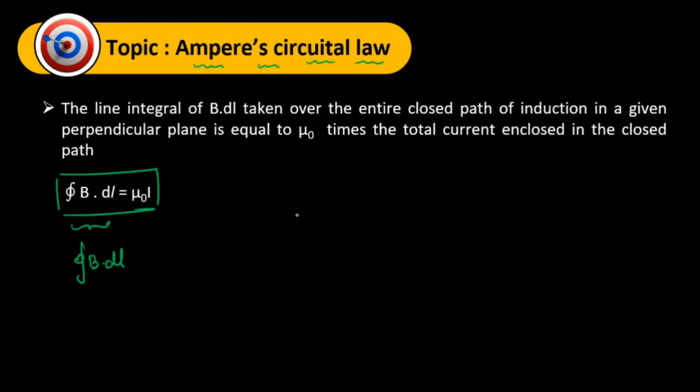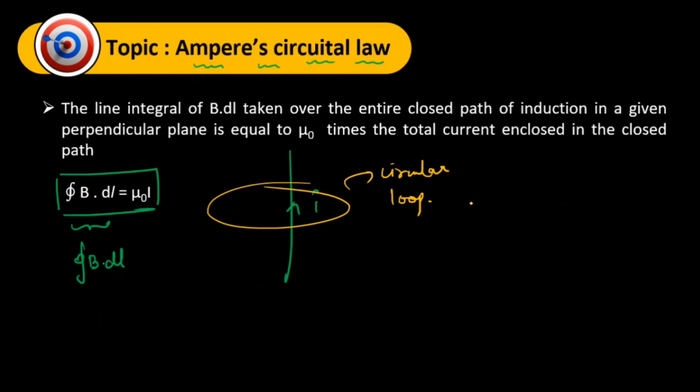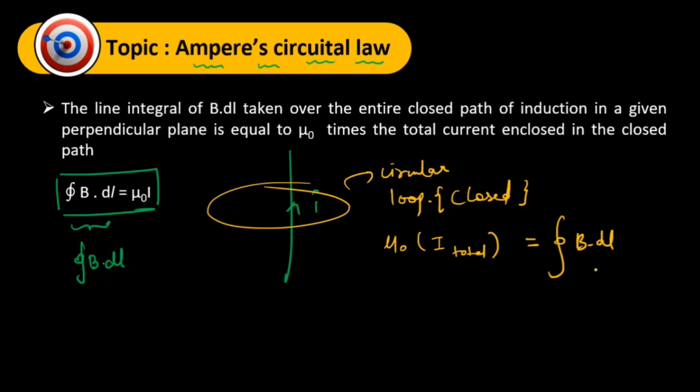Whenever there is a wire carrying some current I, in order to find the magnetic field because of the wire, we can assume a circular loop around it. That circular loop must be closed. And for whatever number of wires passing through this circular loop, the sum of all the currents, mu naught times I total, is equal to the closed integral of B dot dl. Again, this dot is the dot product. It is not simple multiplication, it is a different thing.